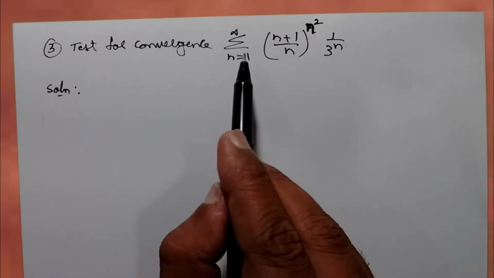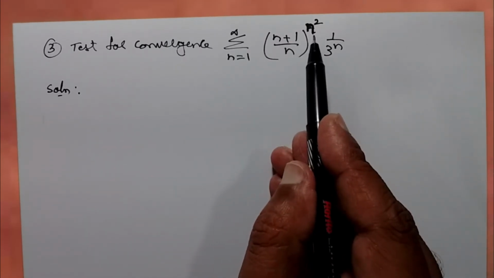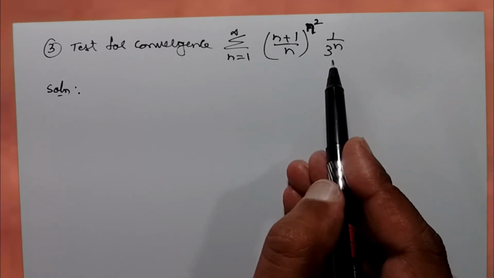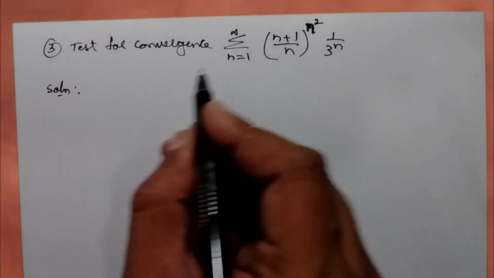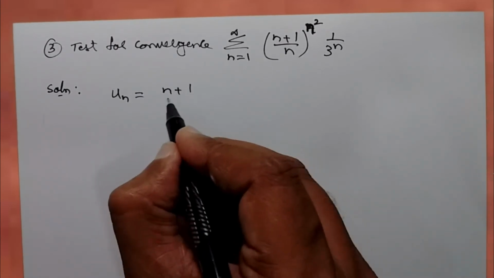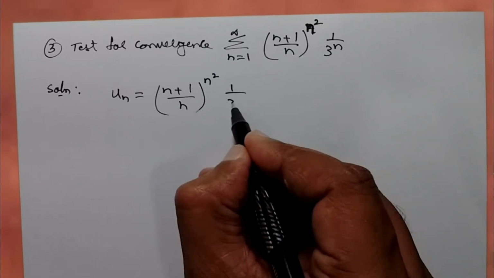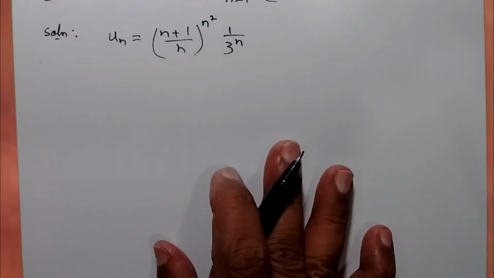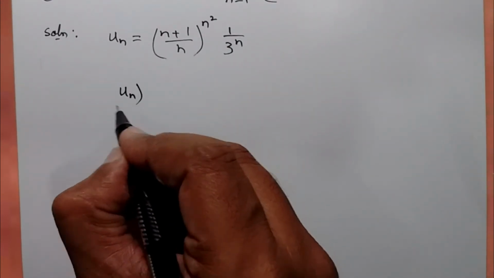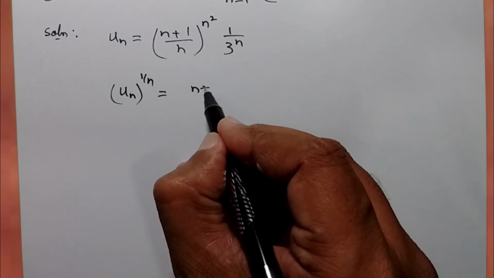Test for convergence, summation n equals 1 to infinity n plus 1 by n whole power of n square into 1 by 3 power of n. So given the value of un, which is n plus 1 by n to the power of n square into 1 by 3 power of n, you have to raise to the power of 1 by n on both sides. Raise to the power of 1 by n.